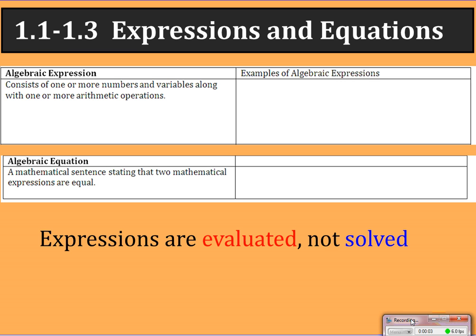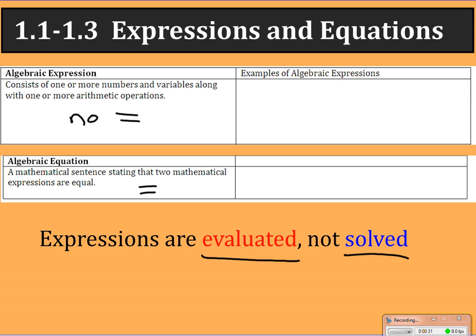All right, ladies and gentlemen, this is the first video for Algebra 2. We're talking about 1.1 and 1.3, expressions and equations. So the biggest difference between an expression and equation is simply this. An expression gets evaluated, an equation gets solved. All right, an equation basically means it has an equal sign. An expression does not have an equal sign.